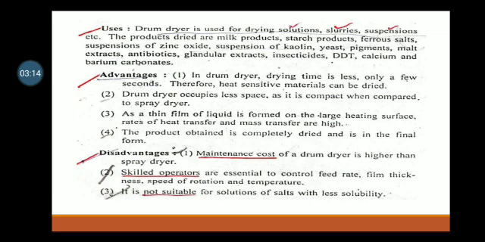Disadvantages: maintenance cost of drum dryer is higher than spray dryer. Skilled operators are essential to control feed rate, film thickness, speed of rotation and temperature. It is not suitable for solutions of salts with less solubility.